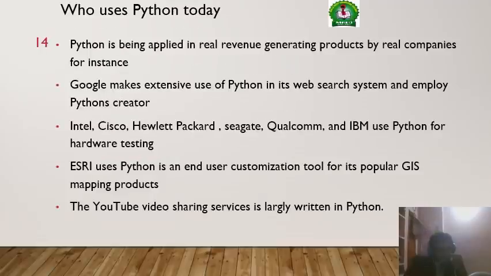Python is used even nowadays for developing products in various companies. Google makes extensive use of Python in its search systems, employing the Python creator. It's also used in companies like Intel, Cisco, Hewlett Packard (HP), Seagate, Qualcomm, and IBM for hardware testing, and ESRI uses Python as an end user tool in its popular GIS mapping product. YouTube video sharing is also largely written in Python.